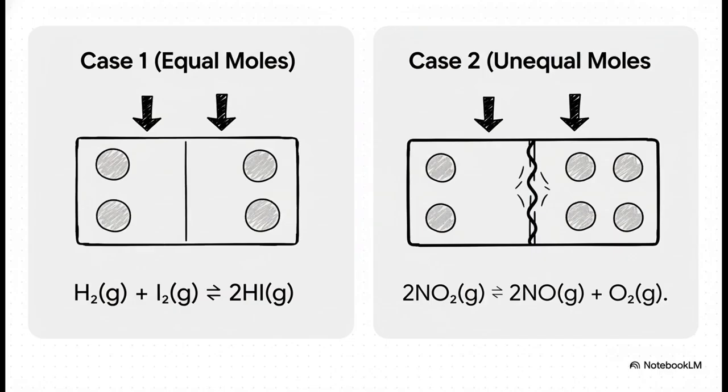But now, look at case 2. We've got 2 molecules on the left, but 3 on the right. If you squeeze this system by jacking up the pressure, it's going to try to relieve that stress by shifting to the side that takes up less space, and that's the side with fewer molecules. In this case, it's going to shift to the left.